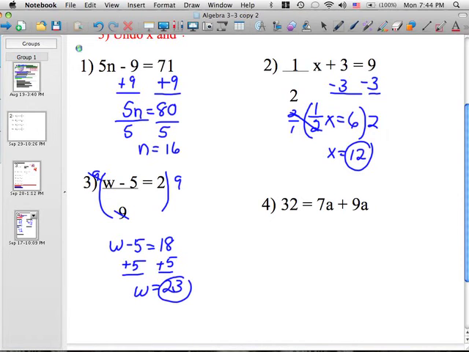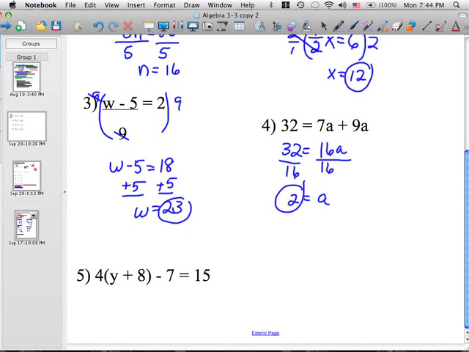Number 4, we have to simplify the right side. 7a and 9a can be simplified, since they're like terms, to 16a. And then to solve for a, the opposite of multiplying by 16 is dividing by 16, and we get 2 equals a.